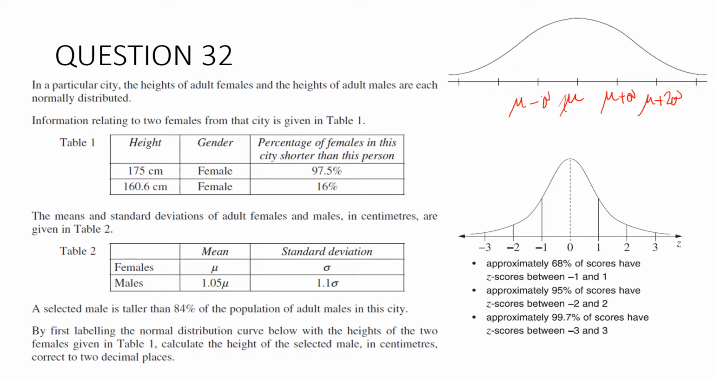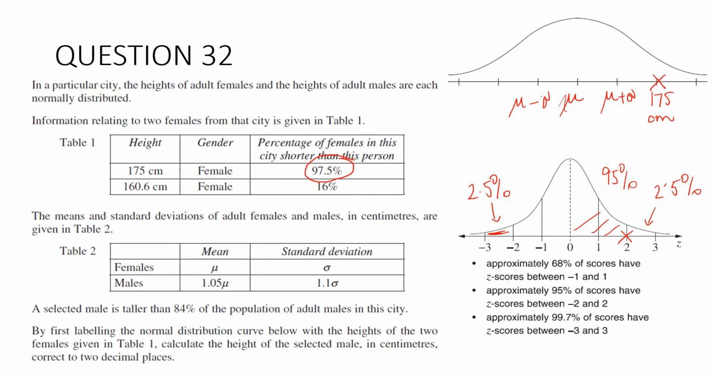Our first female is at the 97.5 percentile. Now we know that between negative 2 and positive 2 standard deviations, we have 95%. The whole thing's 100, so there's 2.5% here and 2.5% here. To get 97.5, we want all of that 95 plus this 2.5. So our first female is here. I'm just going to erase that and write in that value, which is 175.